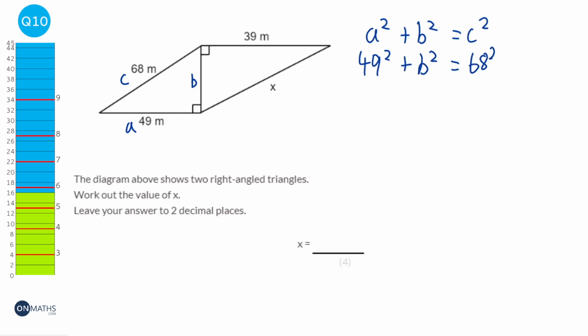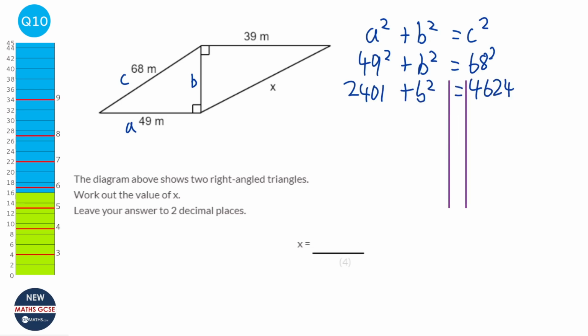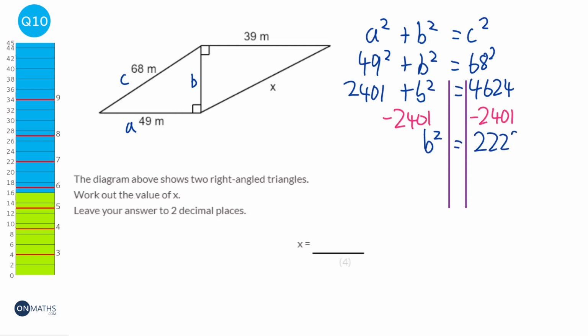And 49 squared is 2,401. And 68 squared is 4,624. So we are solving here, so let's get our lines down. And we're going to start by subtracting the 2,401 from both sides. So we've got b squared equals 2,223. Then we're going to square root both sides, and we've got b equal to 47.148, blah blah blah.